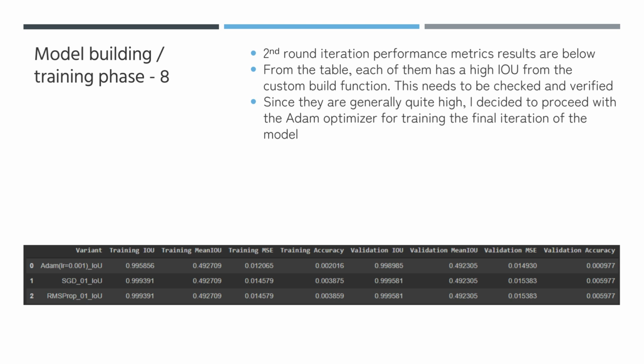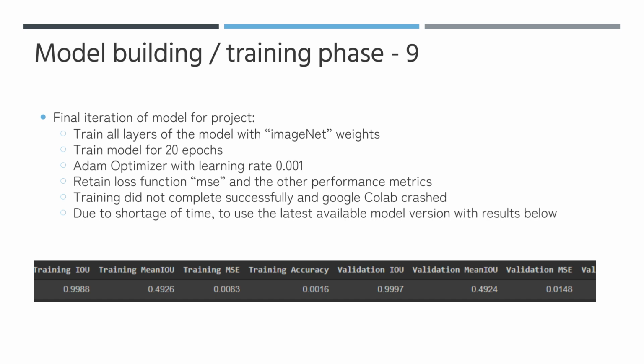This will need to be checked and verified subsequently if the model is indeed having such a high IOU. Since they are generally quite high, I have decided to go with the Adam optimizer for training the final iteration of the model. I would train the model for 20 epochs using the Adam optimizer with a learning rate of 0.001. I have decided to retain the loss function as MSE, as the other metrics that I have selected are not suitable loss functions. Unfortunately, the training of the final iteration of the model did not go as planned.